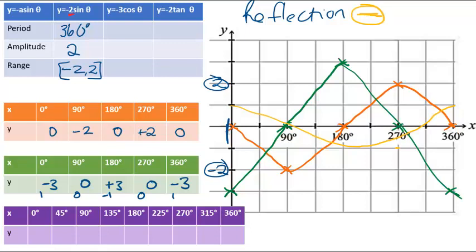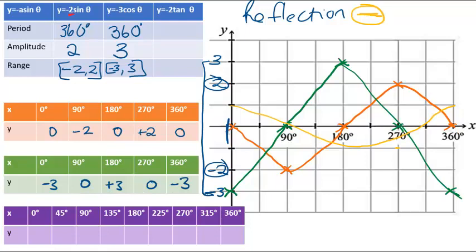Let's answer the questions. The period stays the same. It's 360 degrees from start to start. The amplitude, it's going to be, highest point is +3, lowest point is -3. From those 2 points, -3 and +3, it's 6 points, right? So half of 6 is 3. The amplitude is 3. And your range, lowest point is -3, highest point is +3.